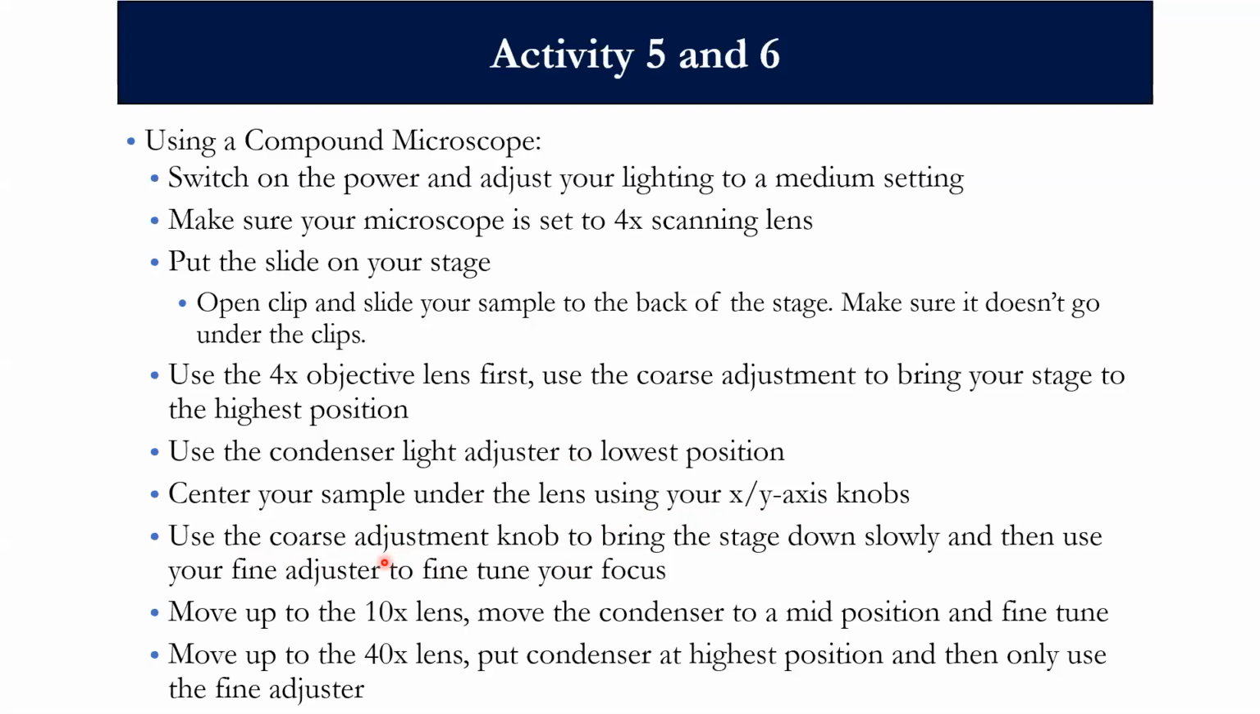Once you're happy with the image you have at 4x, you will move up to your 10x objective lens. You will move the condenser accordingly depending on how much lighting you need. And you will use your fine adjustment knob to focus your specimen here. Then once you're satisfied at your 10x objective lens, you move up to your 40x objective lens. You put the condenser at the highest position, so typically you need more light here. And then only use the fine adjustment knob here to bring your image into focus.